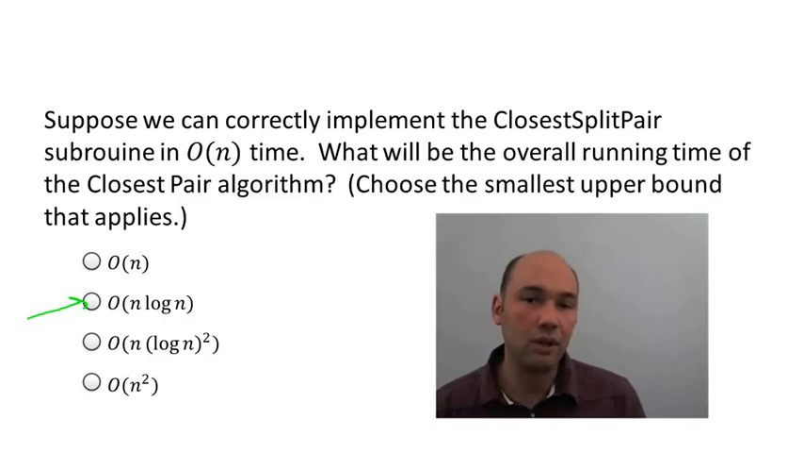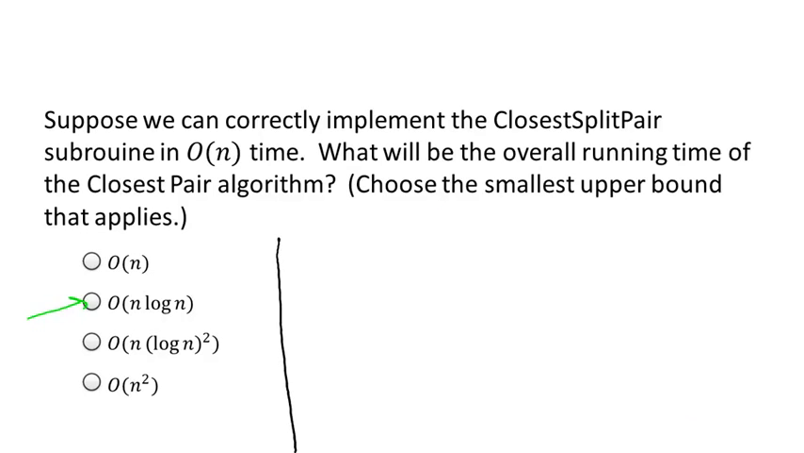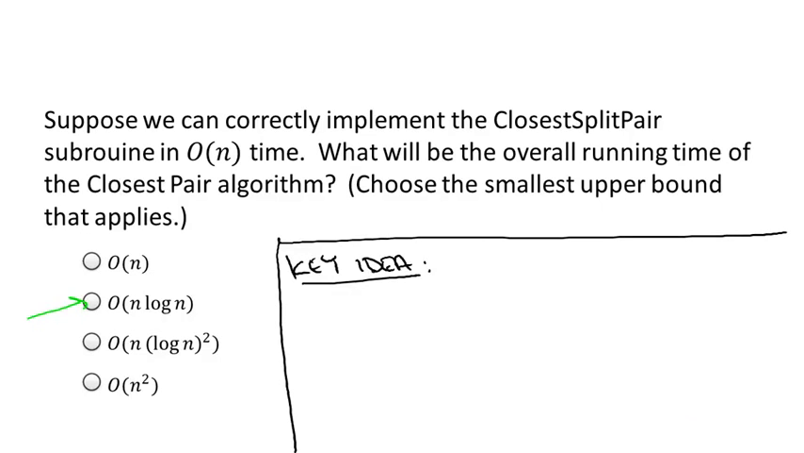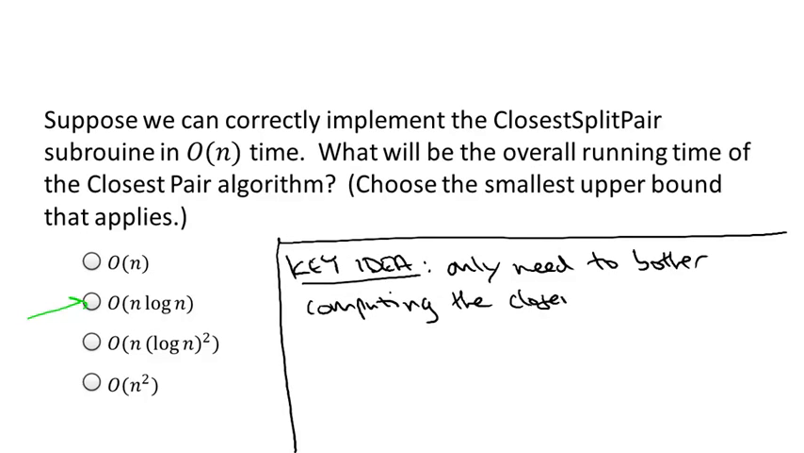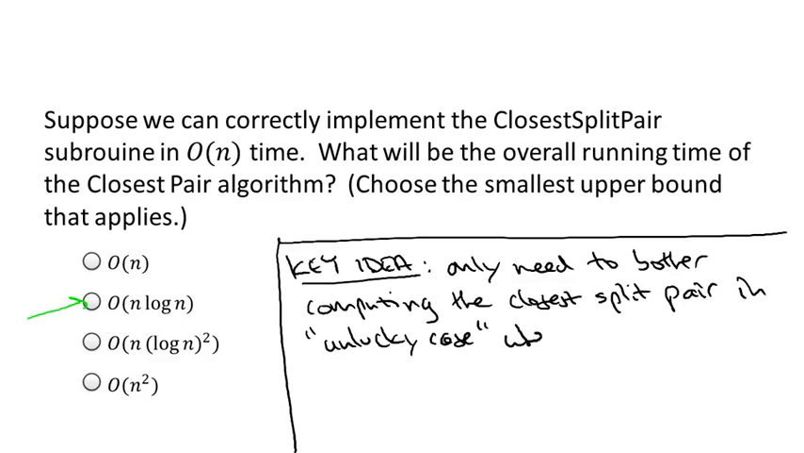Now, I'm going to proceed in a little bit to show you how to implement closest split pair, but before I do that, I want to point out one subtle but key idea, which is going to allow us to get this linear time correct implementation. So let me just put that on this slide. The key idea is that we don't actually need a full-blown correct implementation of the closest split pair subroutine. I'm not actually going to show you a linear time subroutine that always correctly computes the closest split pair of a point set. The reason is that's actually a strictly harder problem than what we need to have a correct recursive algorithm.